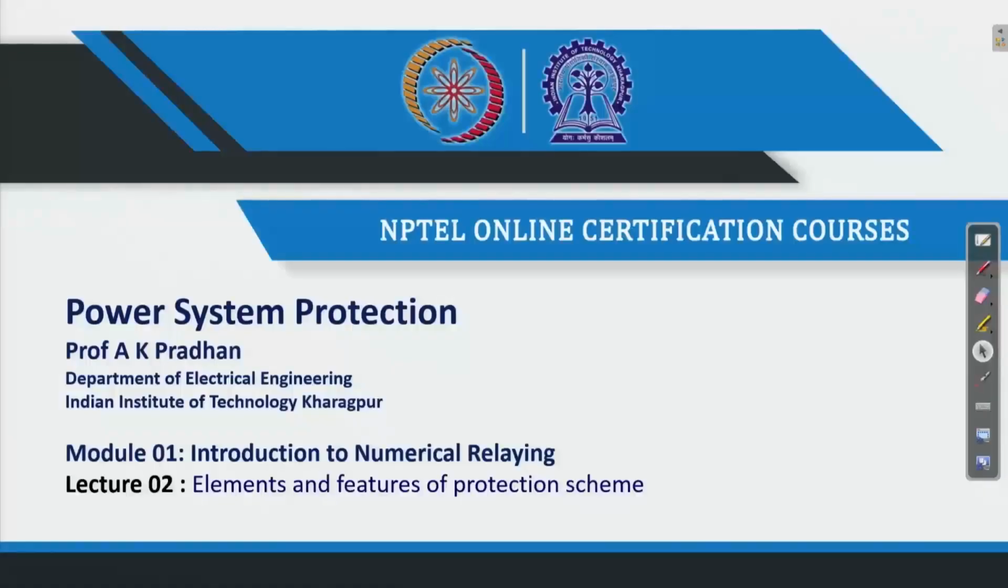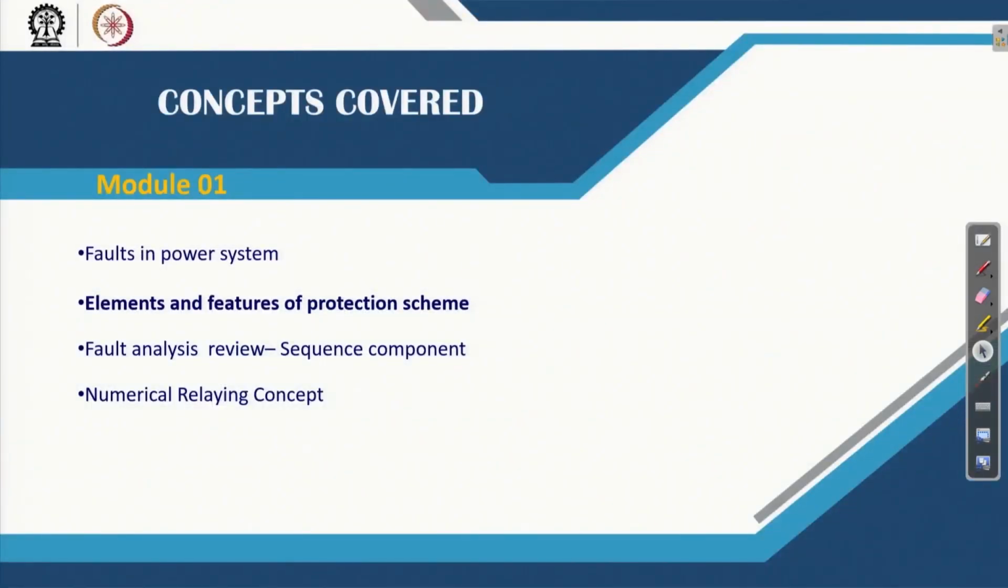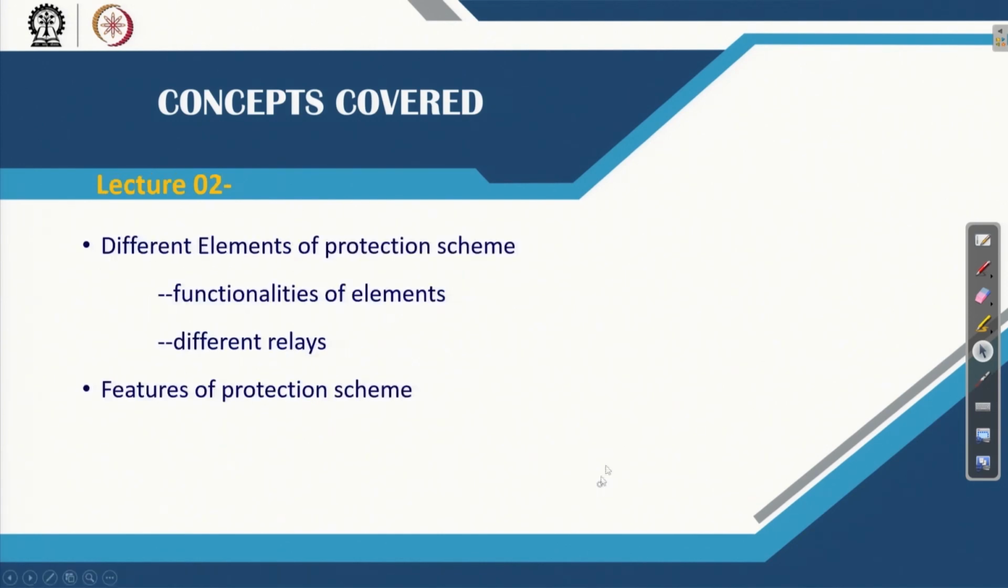Welcome. Today in this session we will talk on lecture 2 on the introductory part. In this lecture we will talk on elements and features of protection scheme. Specifically, we will address the functionalities of different elements in the protection scheme, different relaying principles and their features on different protection schemes.